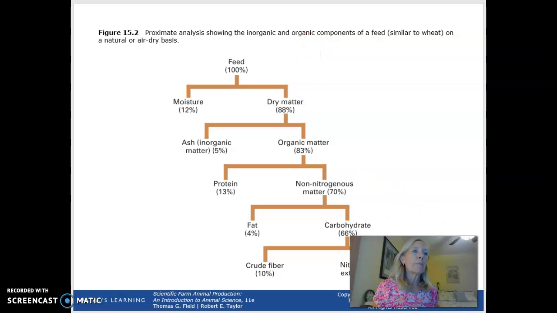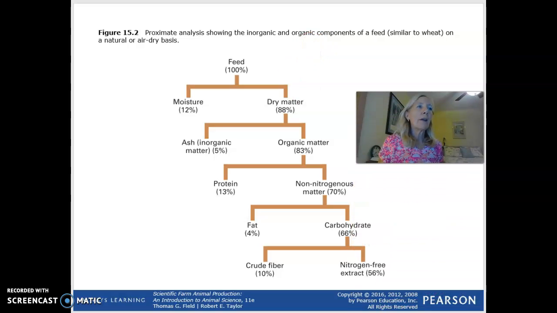So this is a picture called proximate analysis. And basically proximate analysis is just kind of how feed is broken down to do an analysis in terms of what nutrients are in the feed. So I'll just walk you through it. If we take a feed sample, and we would do this in a lab to see what ingredients or what nutrients are in the feed.